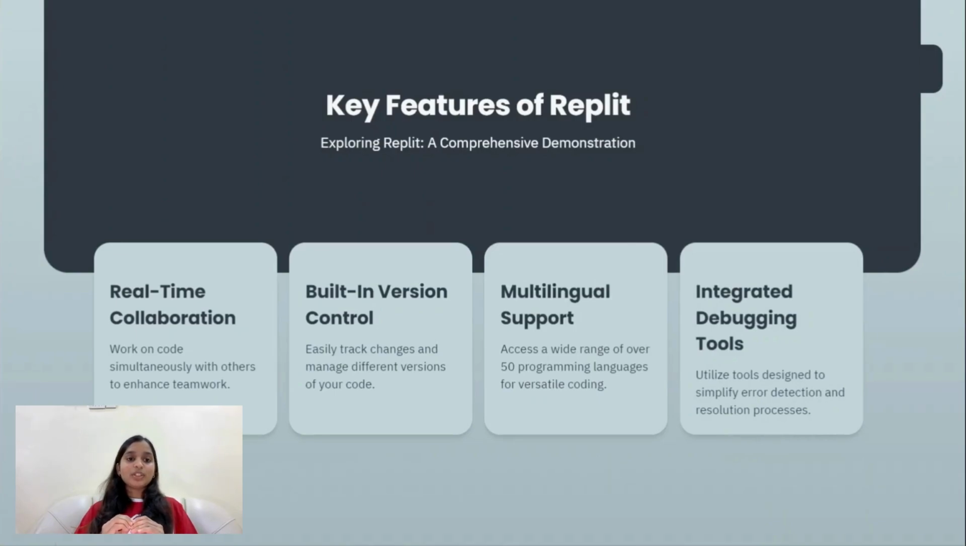So, moving on further, we have the key features of Replit. Replit's standout features make it incredibly useful. For instance, its version control allows you to track changes, similar to how writers use Microsoft Word's track changes. If you're working on large projects, version control lets you manage code updates easily.